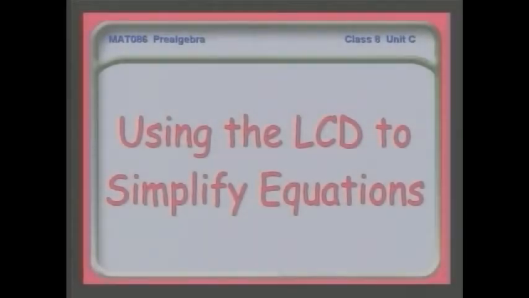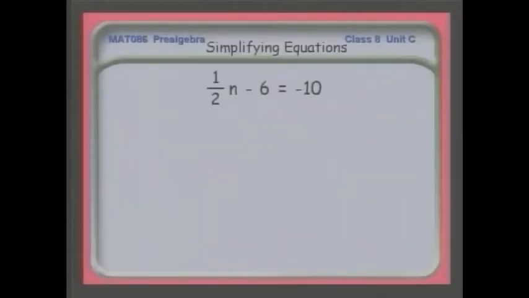Using least common denominator to simplify equations. Here's an equation with a fraction in it: 1/2 n minus 6 is equal to 10. And of course, by now you know what to do with these. We need to get n by itself on one side of the equation.